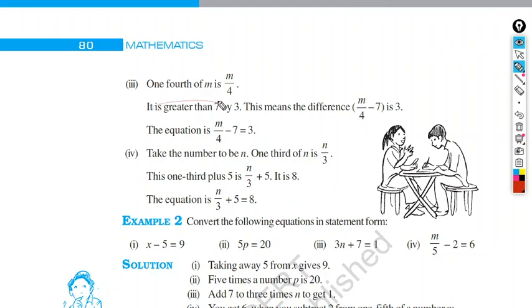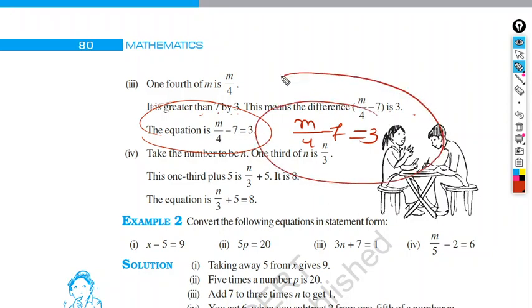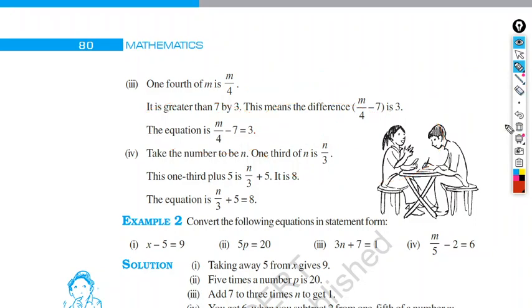Here you can see 1/4 of m is greater than 7, greater than 7 by 3. That means the difference of m by 4 minus 7 is 3. So the equation will be m by 4 minus 7 equal to 3. We can write it in another way also. I would like to explain it in a simple way.